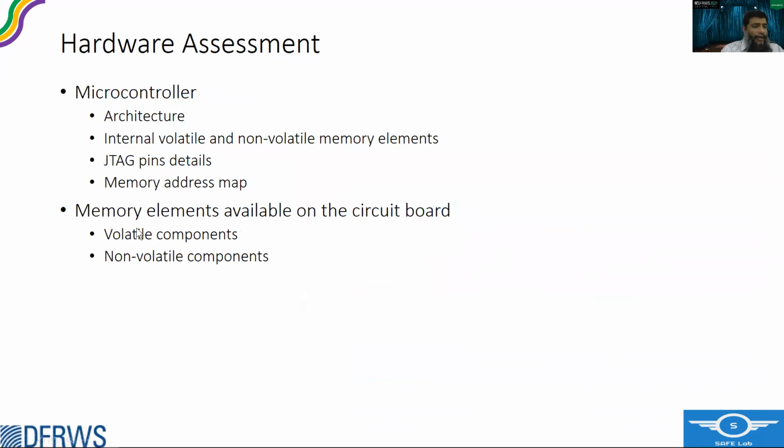The other component is the memory elements that are available in the circuit boards, because the internal memory of a microcontroller is not sufficient. So there are external memory components as well, like volatile or non-volatile memory components. And then the removable storage, which is not part of the memory, but it helps in verification of the memory content that we acquire.